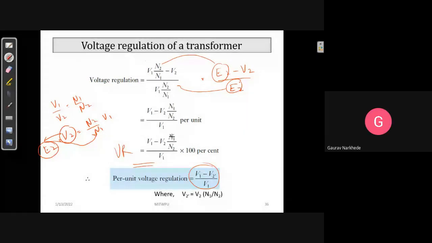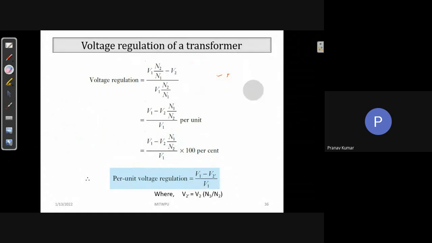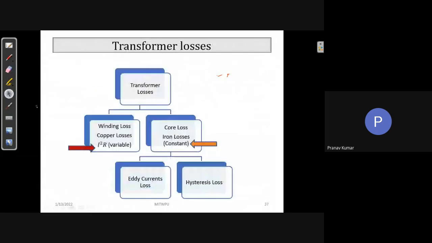This is called V2 dash, and this is also called V2 dash. So like this you can calculate the voltage regulation for a transformer. Understood? Okay, now a very simple concept. Transformer, what is a transformer made up of? How is the transformer made?